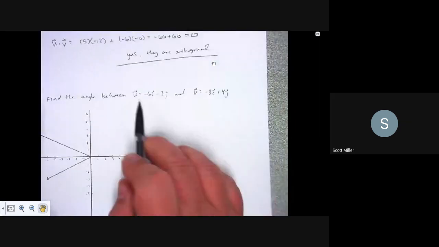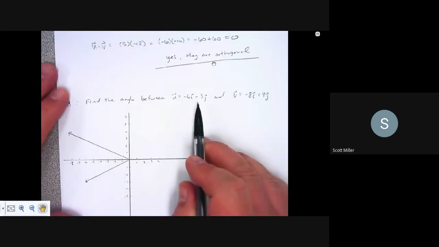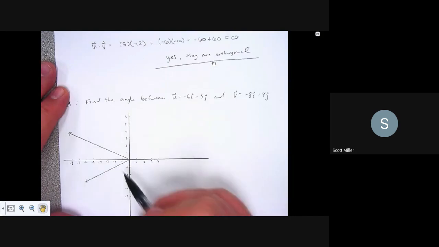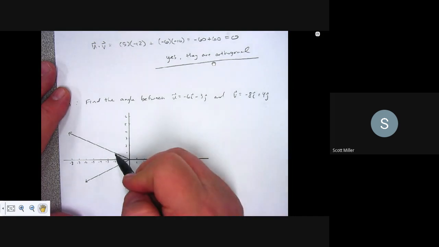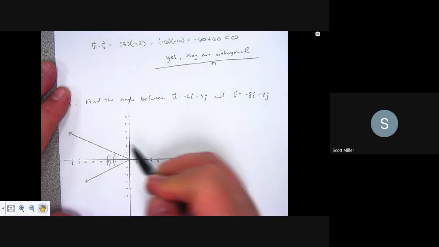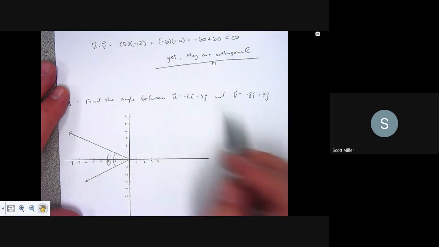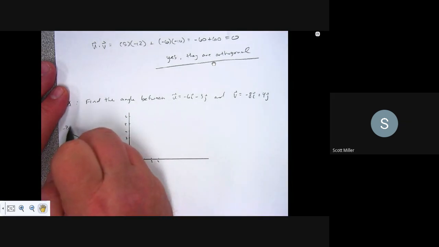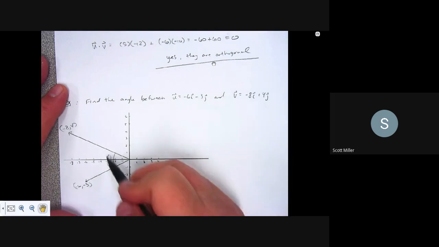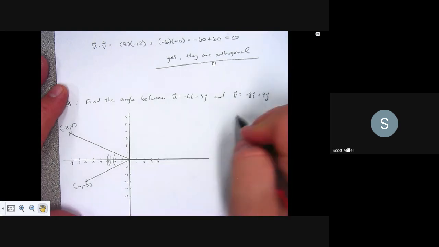So here I gave you two vectors, u and v. I graphed them so you can see what they look like. Okay? And so the angle that we're trying to find is this angle between them. This one right here is -6, -3. This right here is -8, 4. And so to find this angle, we need to use this formula.